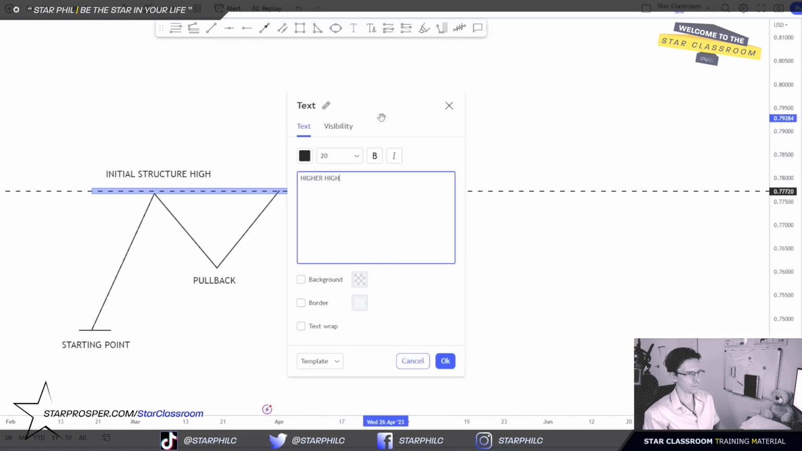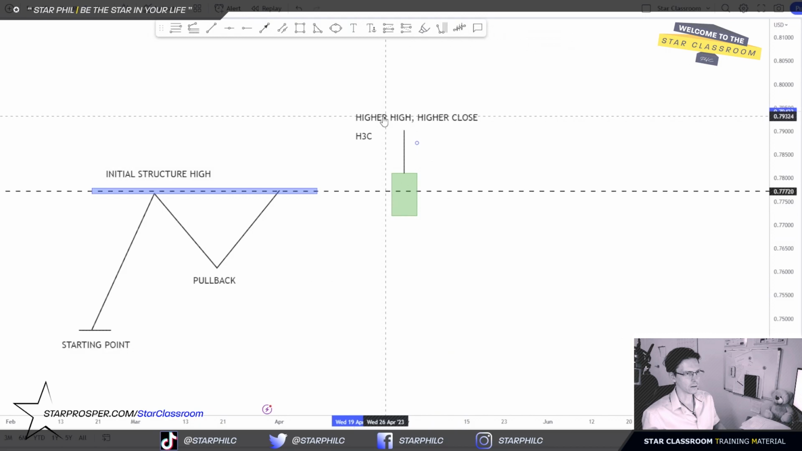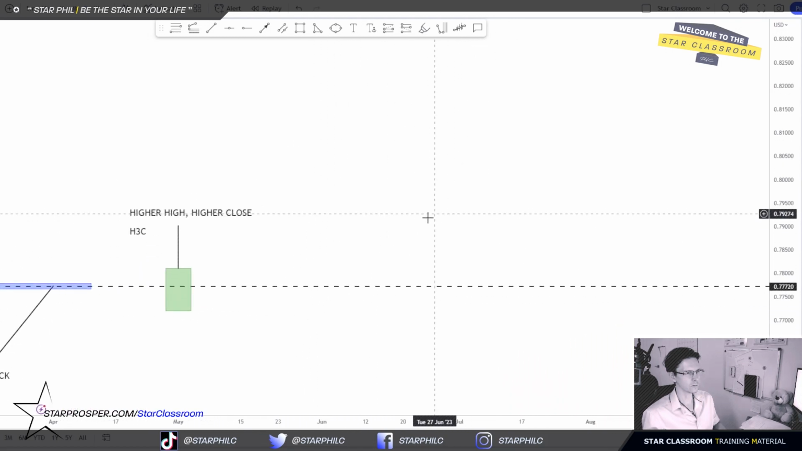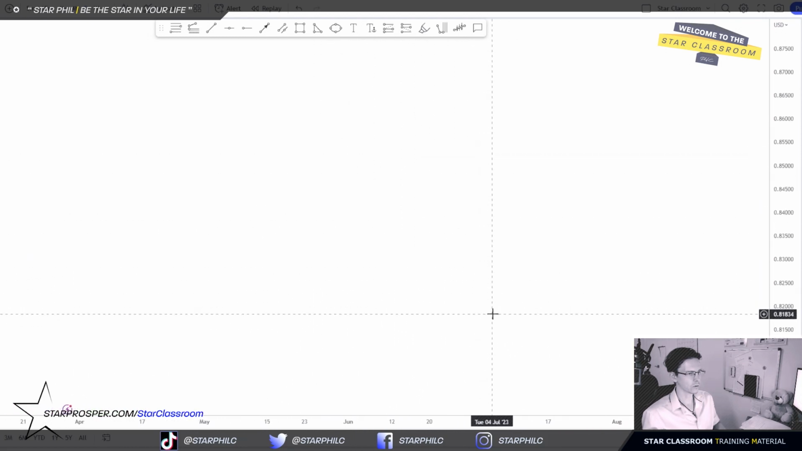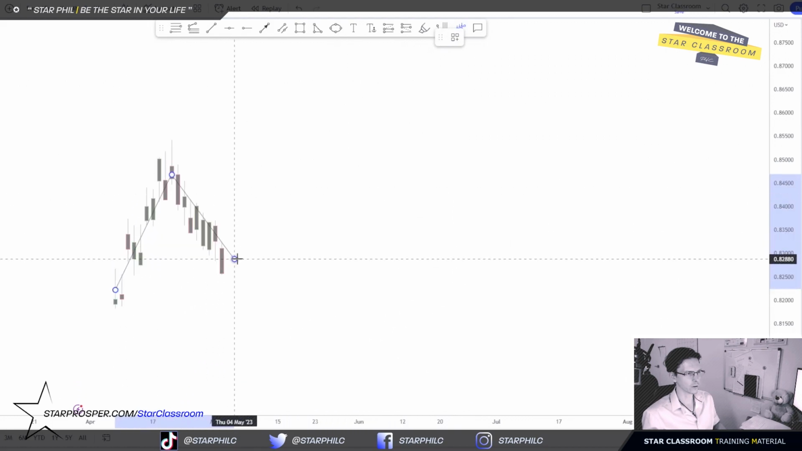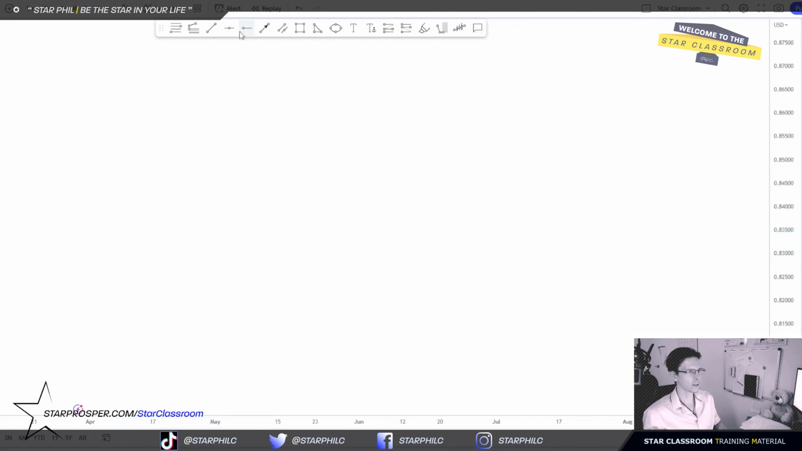Higher high, higher close, or you can write it like this, higher high, higher close, or H3C. Like this. So what does that look like in terms of candles? Now we'll use a new feature here on TradingView, and right here we can just draw candles. Okay, so let's take a look at it with candles.